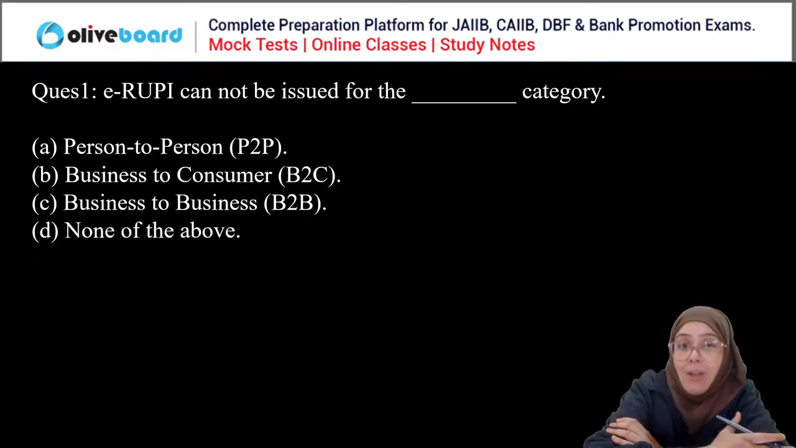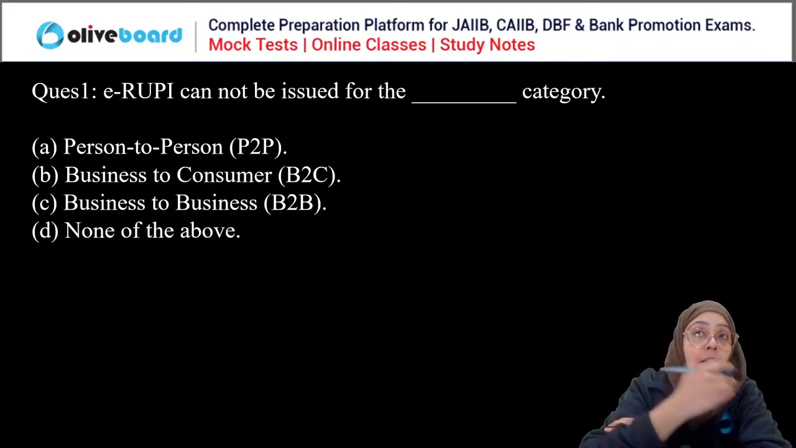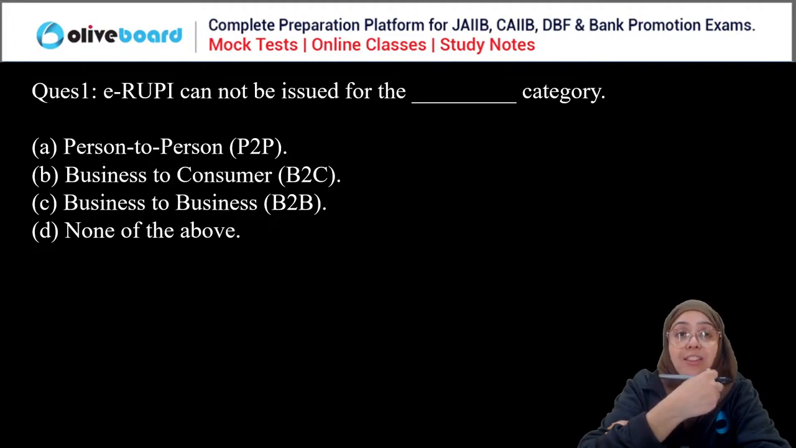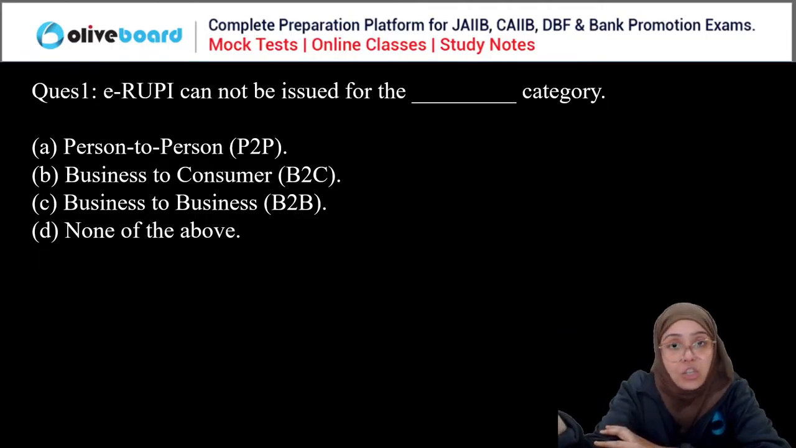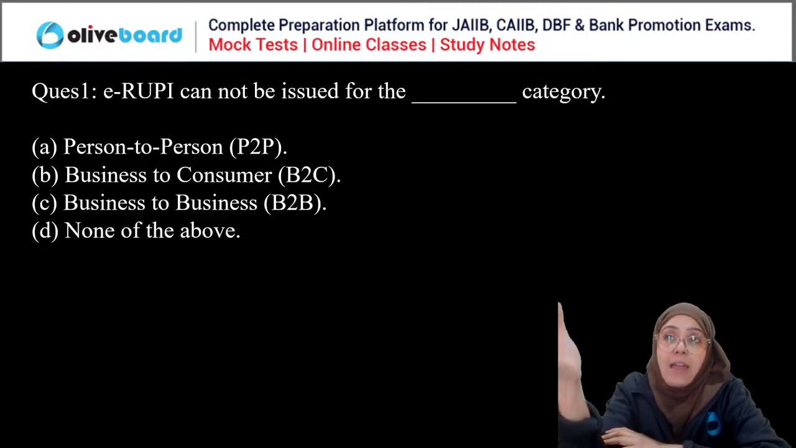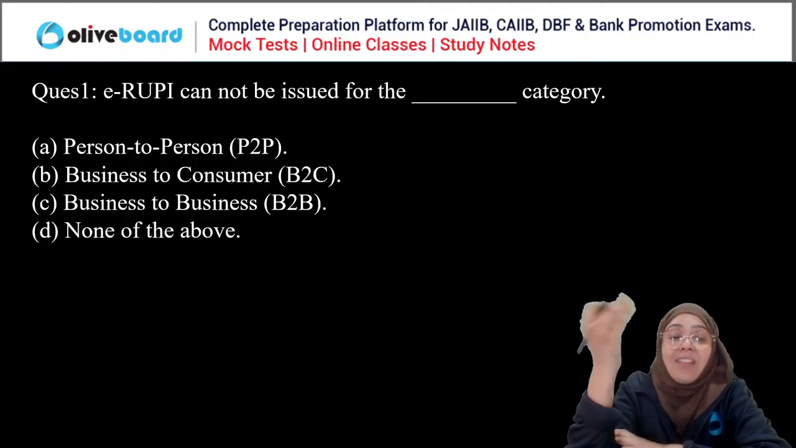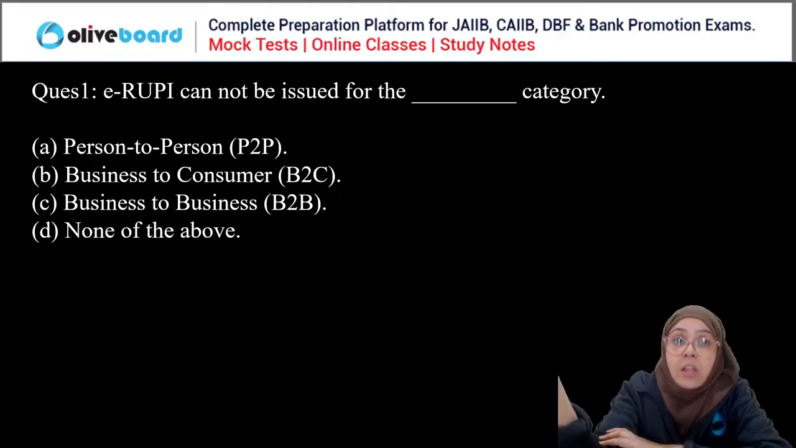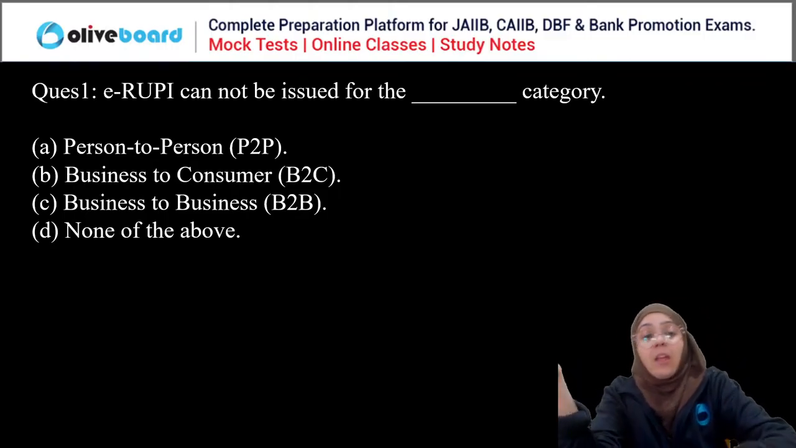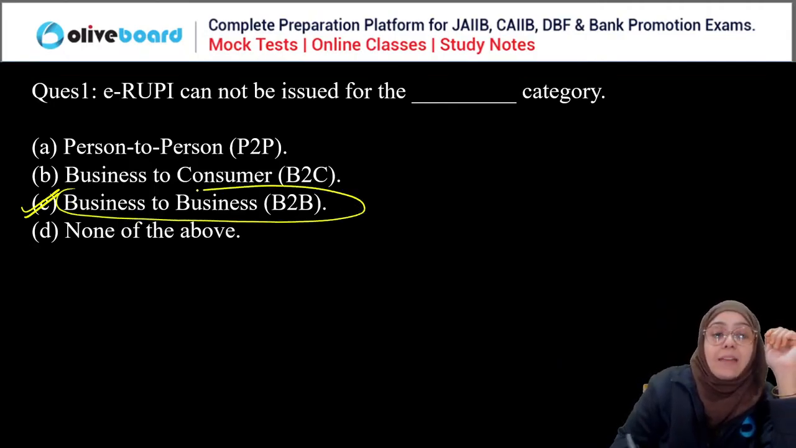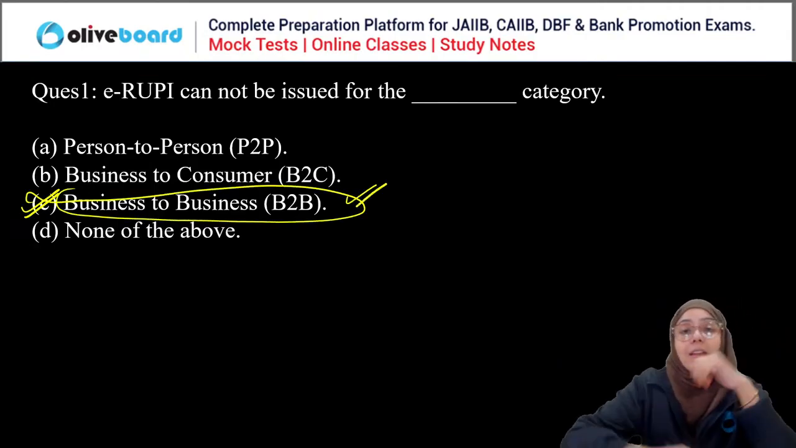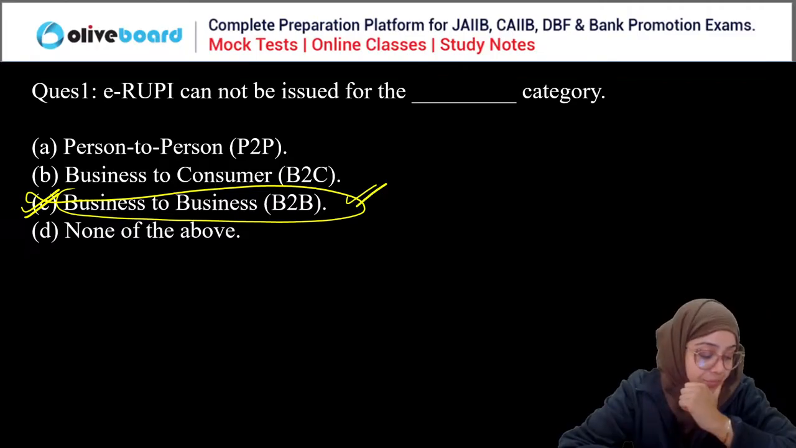E-rupee is like an e-voucher which is delivered to your phone or via email, or it is like a QR code where you go to a designated merchant, scan that voucher, and avail free services against the e-voucher value. So that is the concept of e-rupee. E-rupee is not issued for the business to business category, which means C is the correct answer here, right everyone?